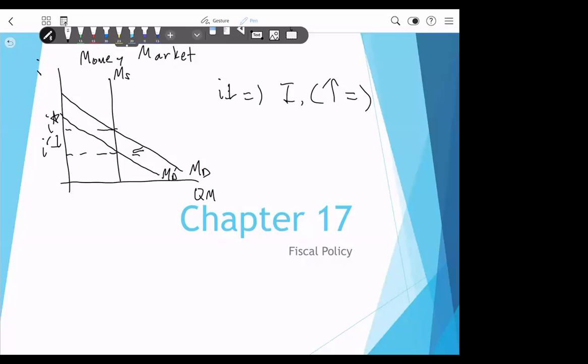If you lower it to 4%, there's going to be somebody out there who is like, oh man, I just can't do it at 5%. I can't get my business started. I can't expand my operation. But if it was 4%, I could definitely do it. Okay, and that's the idea here.